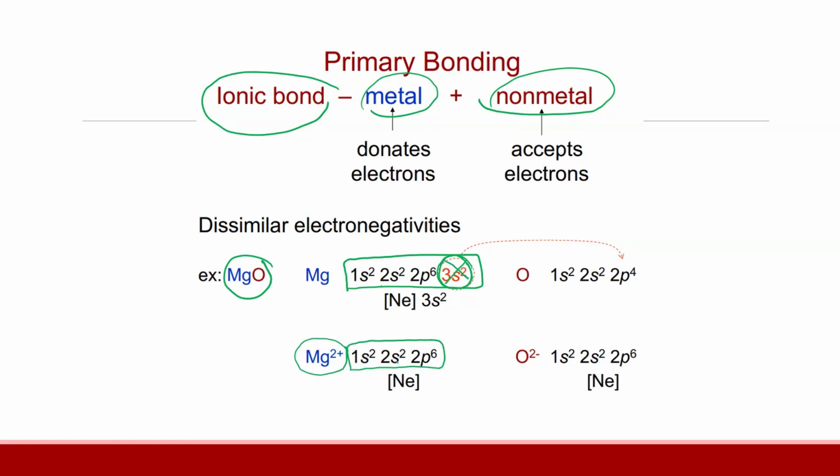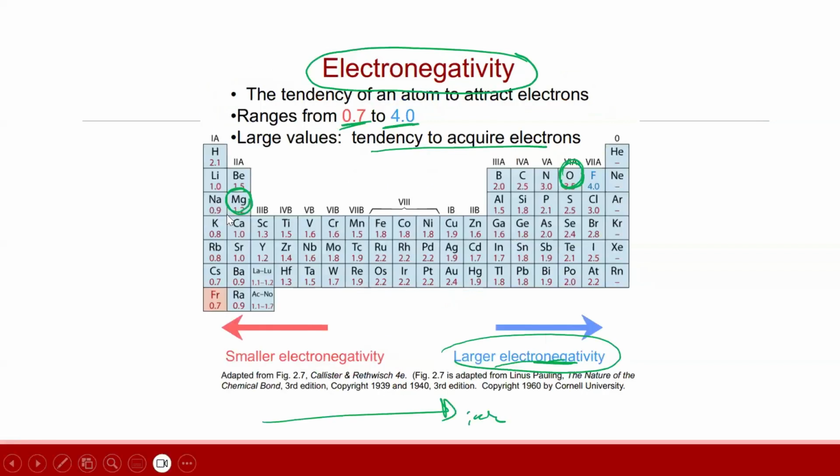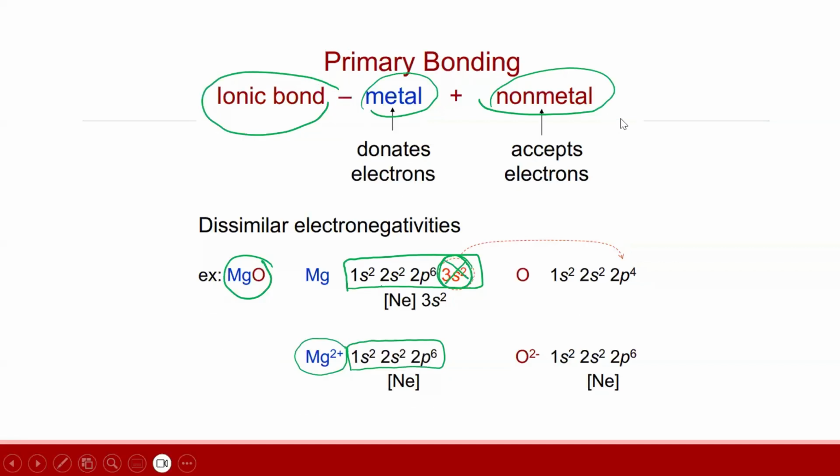And this is equal to the electron configuration of neon. Why is that? See, if this magnesium gives 2 electrons, it will become like neon. Neon is an inert gas, stable. So magnesium 2 plus will have a more stable configuration than magnesium.